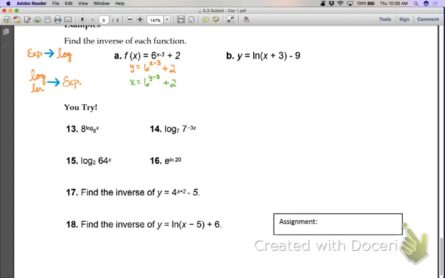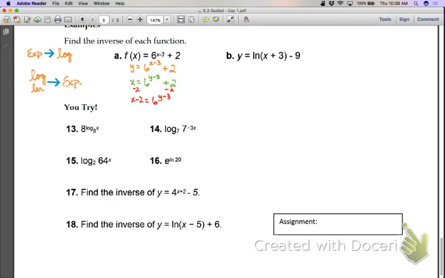Subtract the 2. So I'm going to subtract 2, and I'm going to have x minus 2 equals 6 to the y minus 3 power. Once you get it to be just an exponential on one side, that means I need to move everything else. This is where I'm going to turn it into a logarithm.